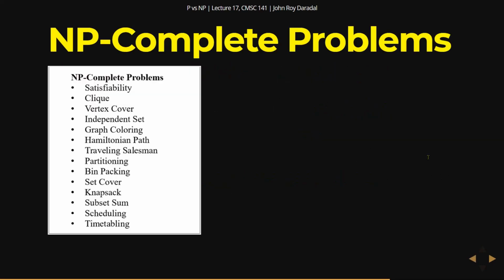Some of the problems that were already proven to be NP-complete are satisfiability, clique, vertex cover, independent set, graph coloring, Hamiltonian path, traveling salesman, partitioning, bin packing, set cover, knapsack, subset sum, scheduling, and timetabling. So these are just some of the NP-complete problems. There's more. There's a lot more. But if you are interested in these problems, you can look into them if you want to.